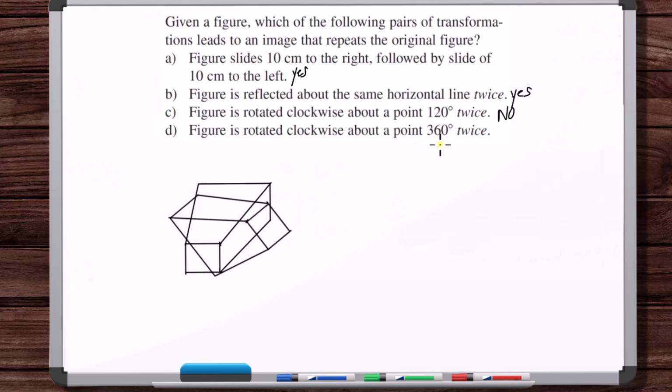This would be what? 720? You're going to get the same image back, rotating about any point in the same direction. No, you couldn't, if you rotated a certain amount in one direction and a certain amount in another direction, then it's going to depend on what the net rotation is, right?